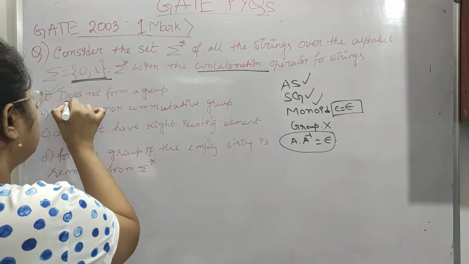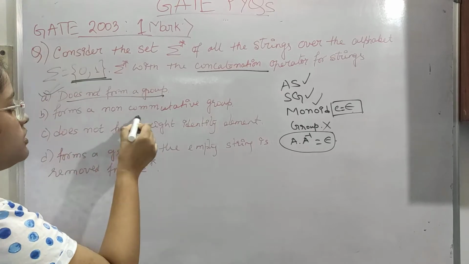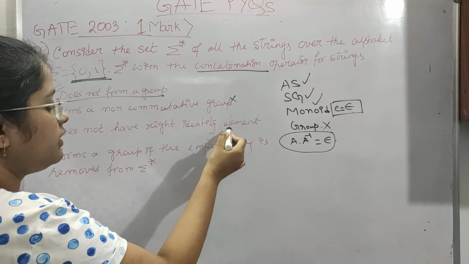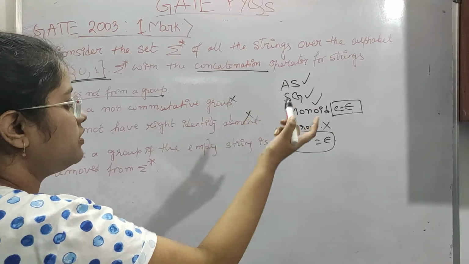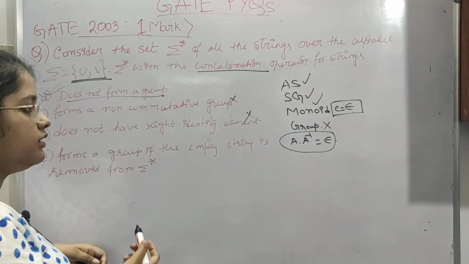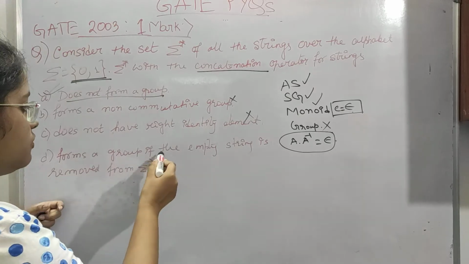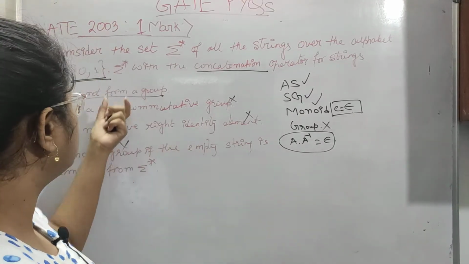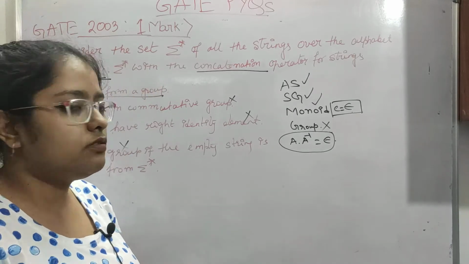This is actually correct. Okay, let's see the other options. Forms a non-commutative group, so this is false. Does not have a right identity element. Obviously it does have a right identity element, here epsilon is there. Forms a group, so obviously it is false, no need of checking. So option A is correct, does not form a group.